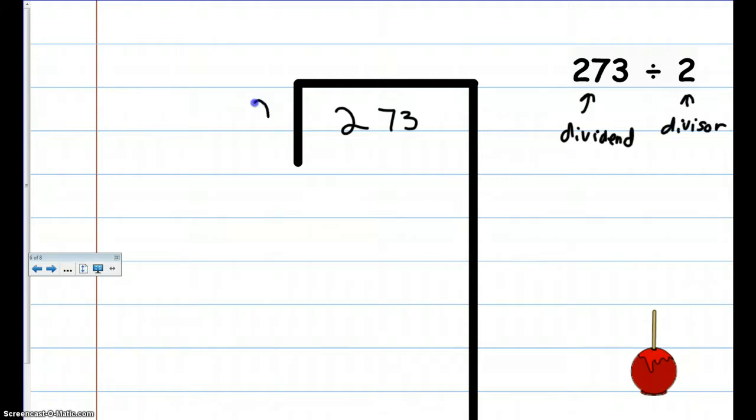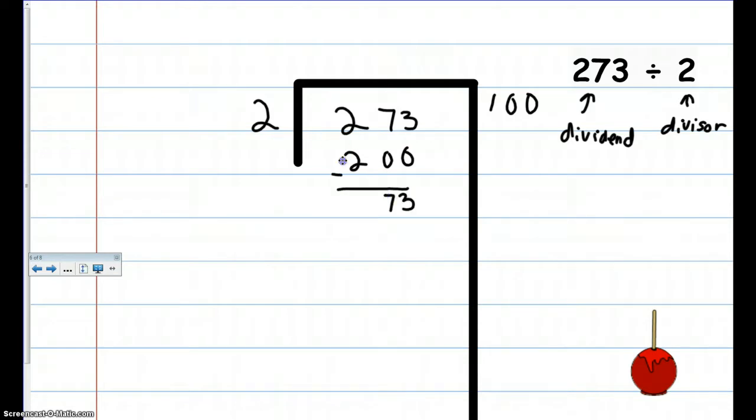And she lives on the outside of the house. Or he, if you choose. So I need to ask myself, how many times does 2 go into 273? Well, 2 goes into 273 about 100 times. 2 times 100 is 200. And then I can subtract. And that leaves me with 73.